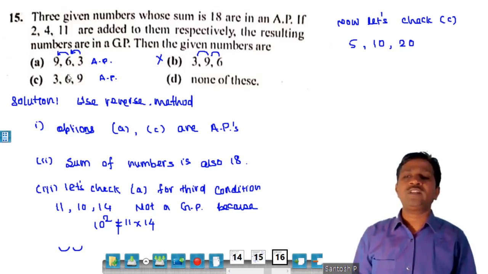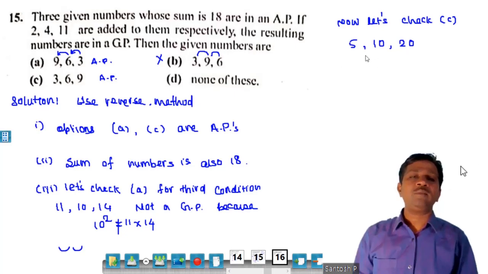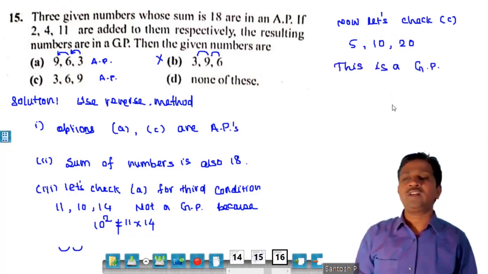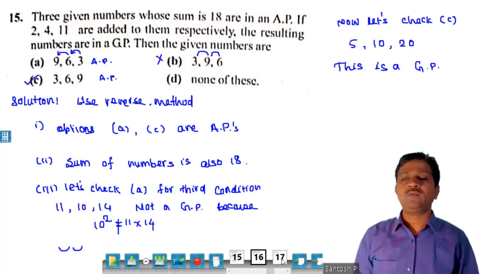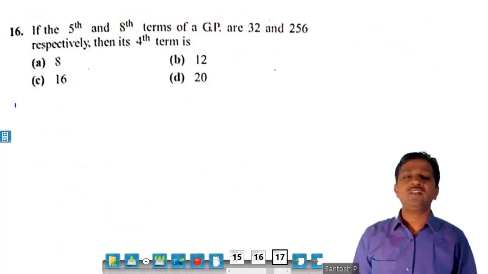If I have 4 to the second, I will get 4 plus 6 to be 10. And if I add 11 to the third, I will get 20. And you can observe that this 10 upon 5 is 2 and 20 upon 10 is also 2, and therefore it is a GP. So the answer in this case is option C. Okay, let us move further for the next, 16th question.